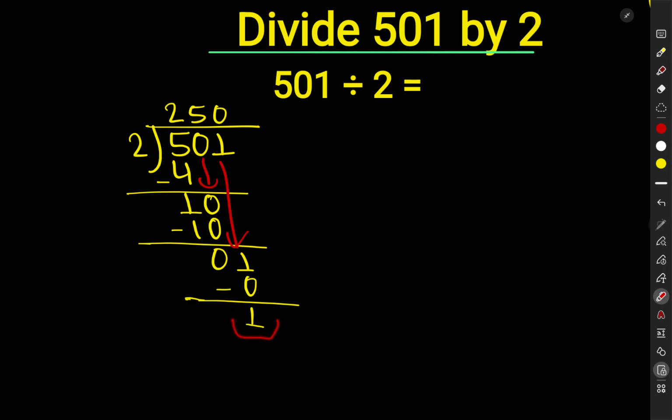So now this 1 is less than 2 and there is no other number to put it down. So we take here decimal so that we put 0. So it is 10 and 2 times 5 is 10. On subtracting it is 0. So 501 divided by 2 is 250 decimal 5.